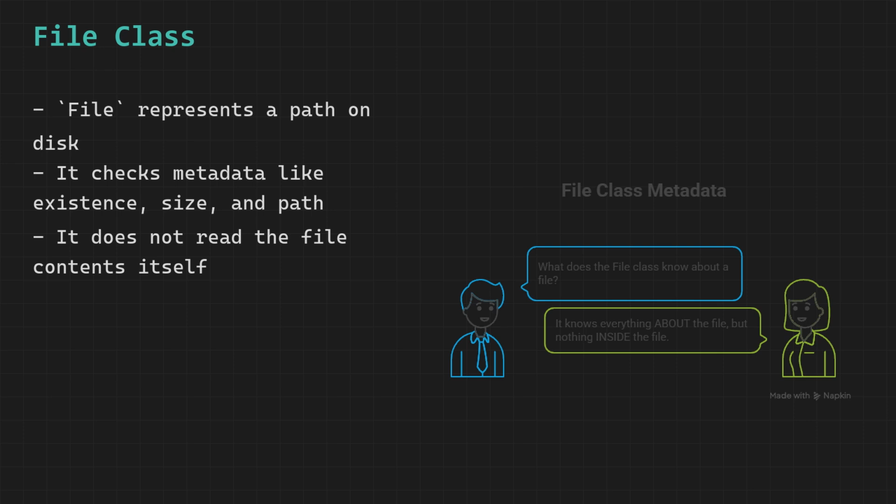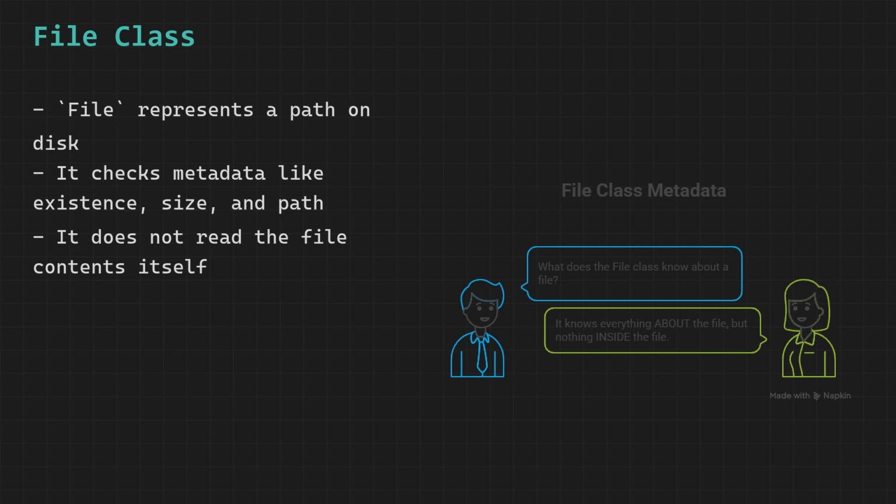It is a way of representing a file or directory in your program without actually opening or touching the contents. It is very important to remember that the File class itself cannot see what is inside the file. It is like looking at a closed book. You can see the title, you can see how many pages it has, and you can see which shelf it is on, but you cannot read the sentences inside until you open it. The File class gives you information about the file from the outside, but it does not give you access to the data within.